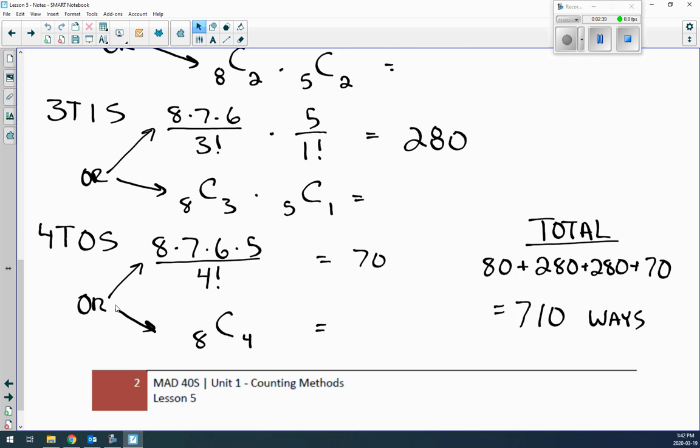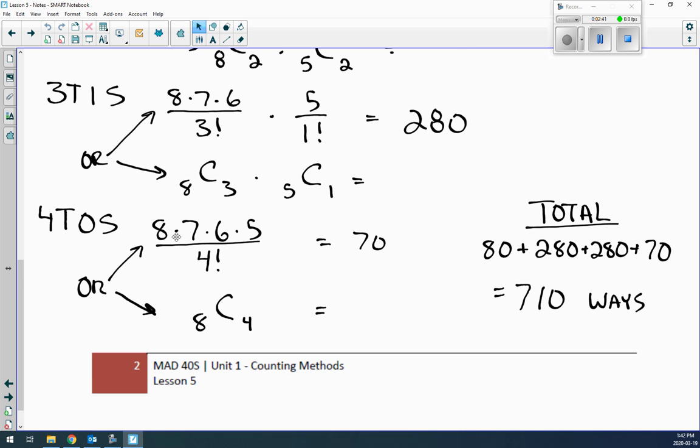And the last option is 4 teachers, no students. So 4 teachers, 8 times 7 times 6 times 5, divided by 4 factorial because it doesn't matter the order. Don't care about the students at all. So then we can look at it as 8 choose 4, and there's no choosing of the students here, so we get 70. Now, to find the total, it could be this committee or this committee or this committee or this committee. That's why we add them all up, and we end up with 710 ways.